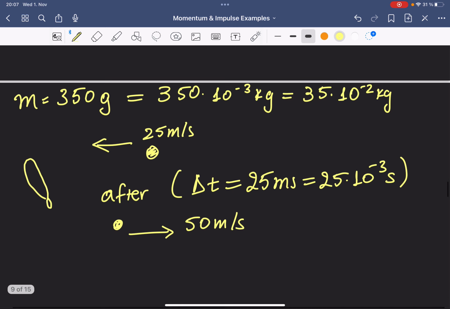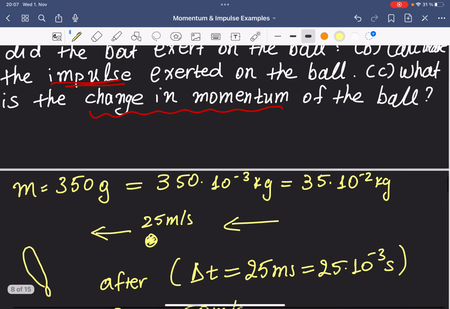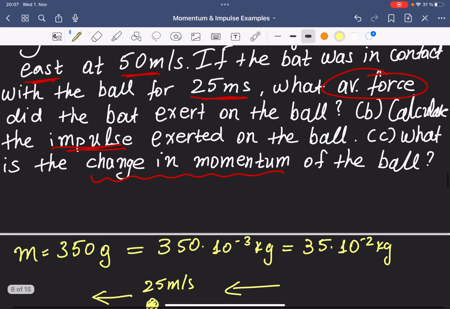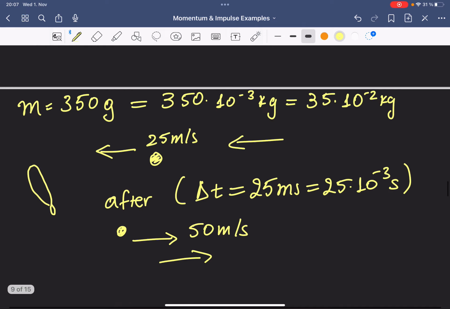So the ball is coming in the west direction with 25 meters per second. The bat hits the ball and then it leaves in the other direction with 50 meters per second. Now the first question is, what is the average force that the bat exerted on the ball?